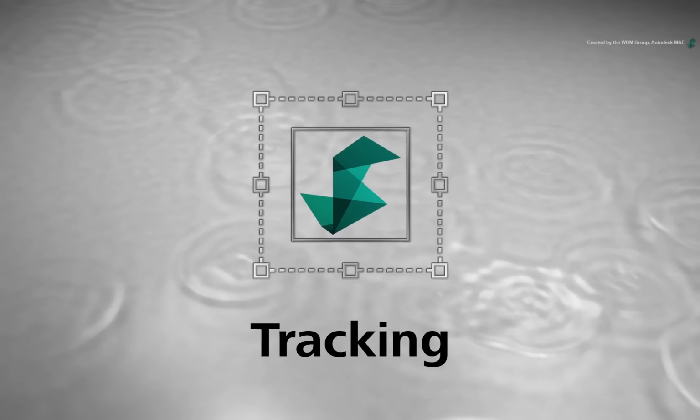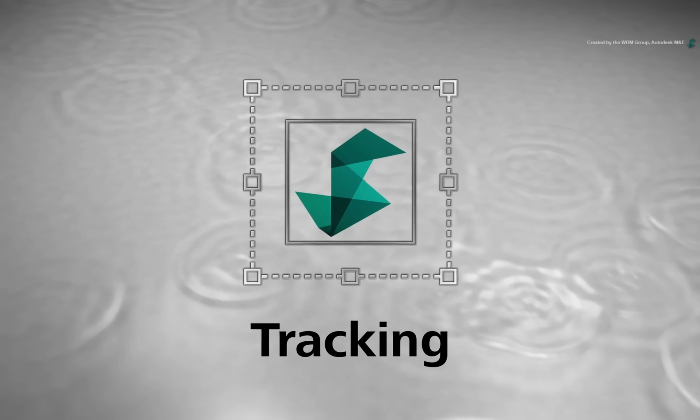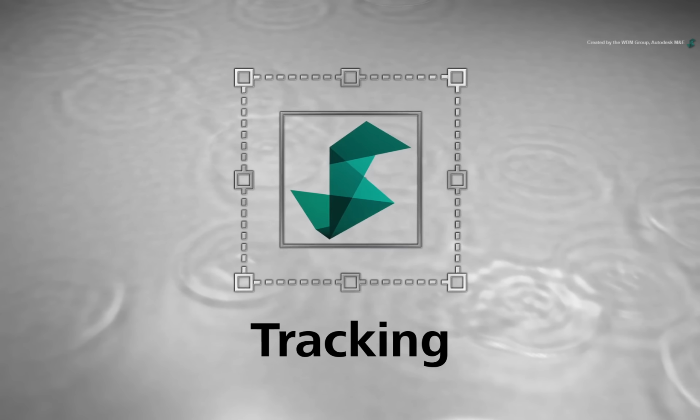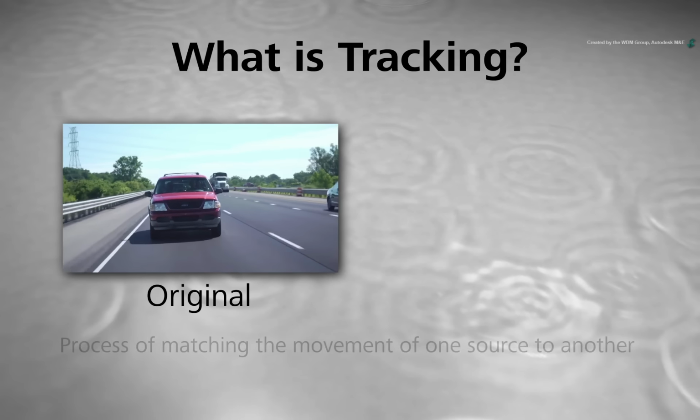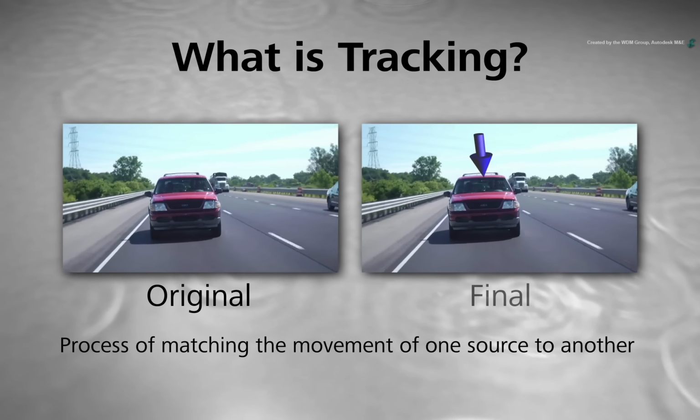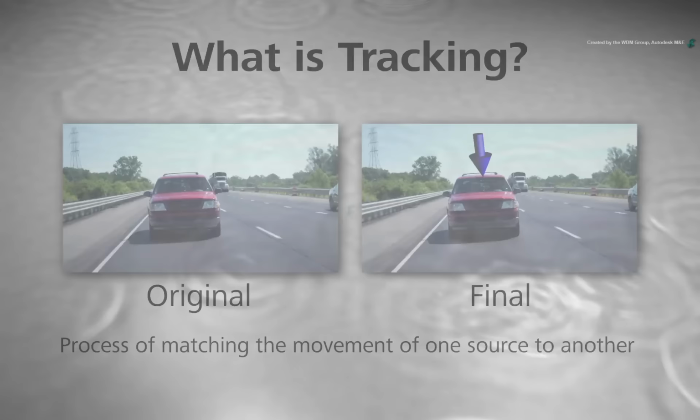This video serves as a primer for the tracking tools available in Autodesk Smoke. For those of you who have never done tracking before, simply put, tracking is the process of matching the movement of one source to another. This could be for practical reasons such as covering up something like retouching or object removal. Or you could be creating visual effects like adding additional elements into the composite with a matching move.